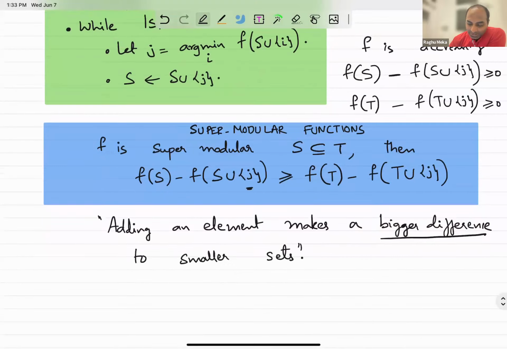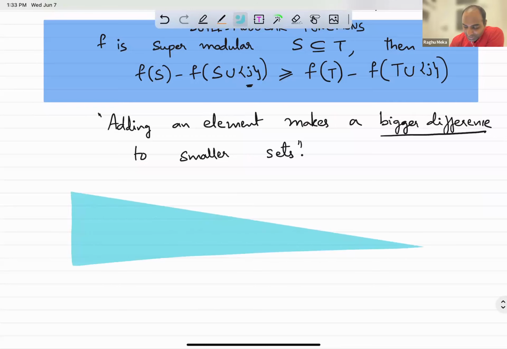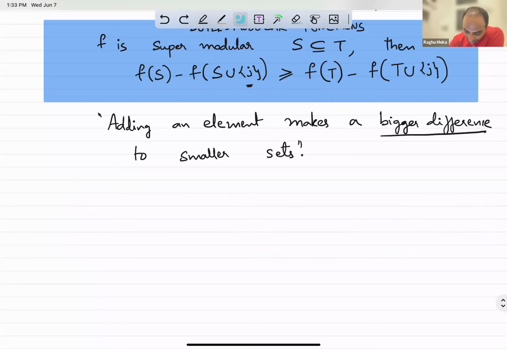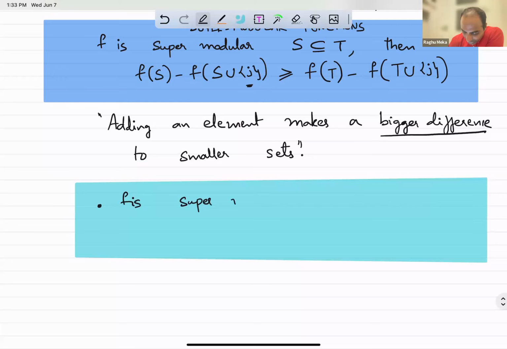Okay, and a classical result, which predates even algorithms in the first place and goes back to operations research during the 1940s and so on, is that F is supermodular implies greedy.